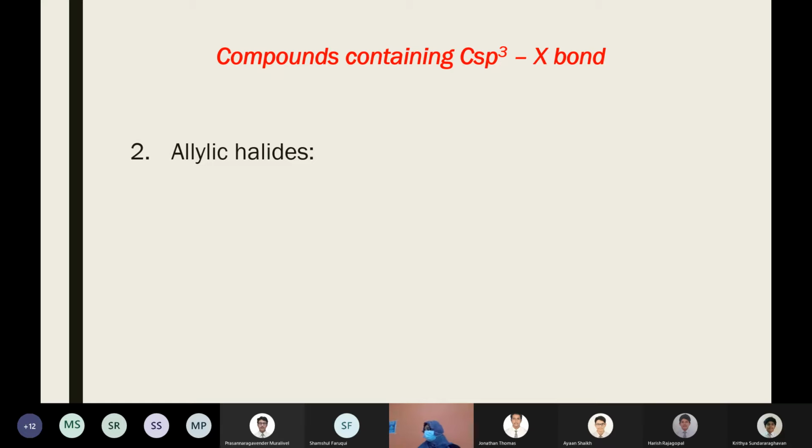So allylic position generally means a carbon which is adjacent to a double bonded carbon. So if a halogen is added to a carbon adjacent to a double bonded carbon, that is an allylic halide. If the carbon is next to a benzene group, then we call it benzylic halides.